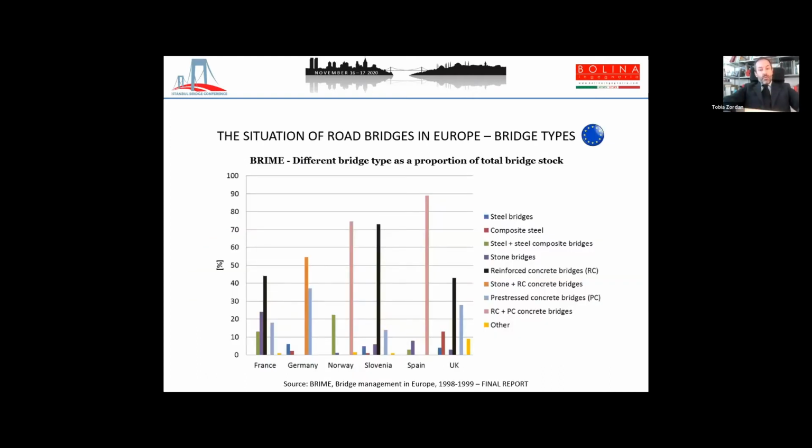And what are the most affected bridges by this problem? Well, again, if we go back to Europe and consider the type of material constituting the bridges that we are analyzing, we see that this problem is largely affecting pre-stressed concrete bridges and concrete bridges, which are again the largest majority, at least in Europe, of the types of bridges that we are dealing with.